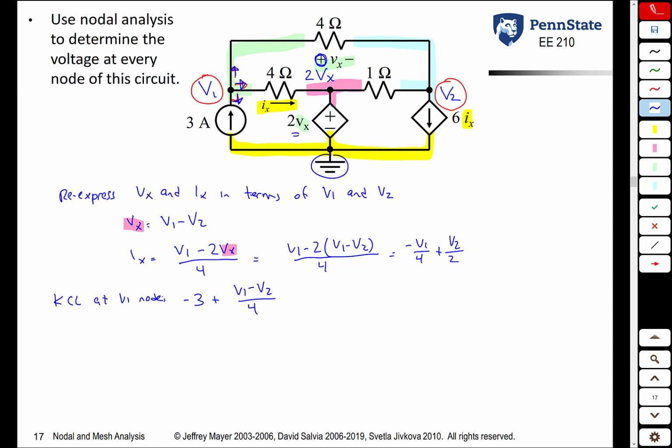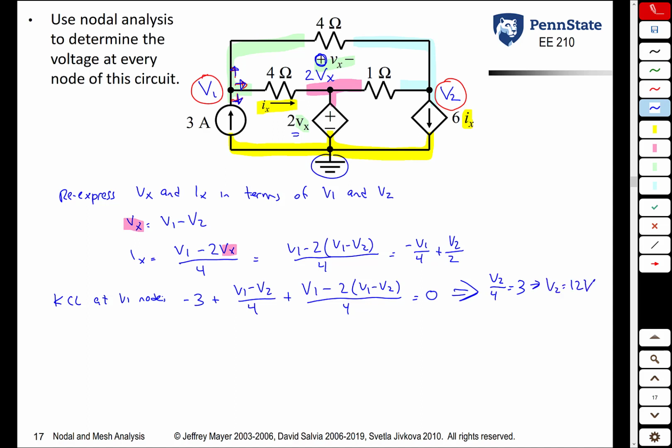The current going right through this other 4 ohm resistor is what? It's V1 minus 2Vx, but remember Vx itself is V1 minus V2, all of that over 4 ohms. The sum of those three currents has to be 0. You solve, and actually this turns out that V2 over 4 is 3, or V2 is equal to 12 volts.